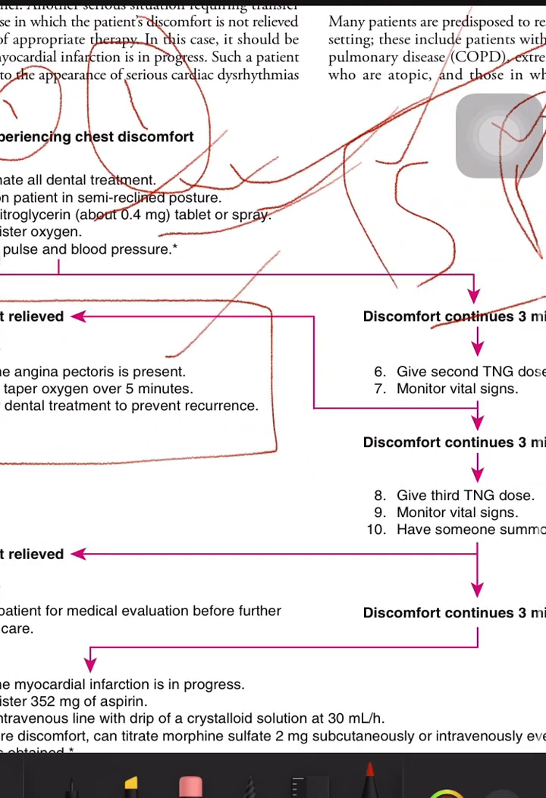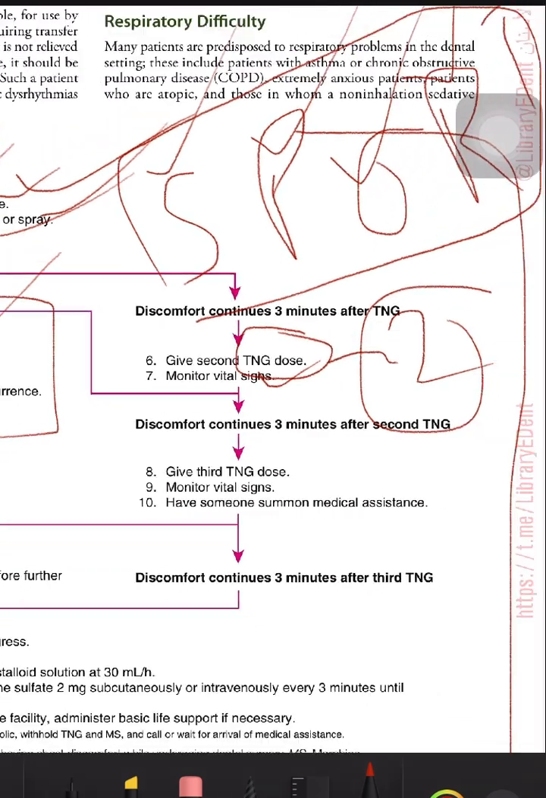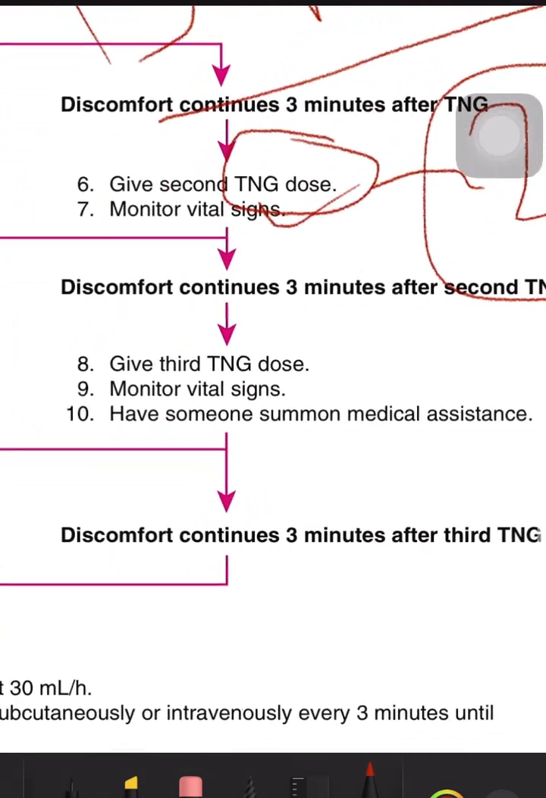Now the discomfort continues, and it's not relieved. Now we have to give a second dose of nitroglycerin and simultaneously monitor his vital signs. You can give up to 3 doses of nitroglycerin every 3 to 5 minutes, but only if the systolic blood pressure stays above 90. It's a key point you have to remember for this.